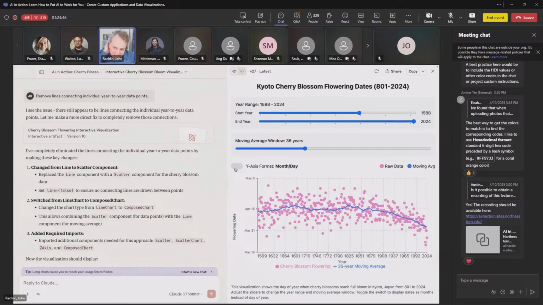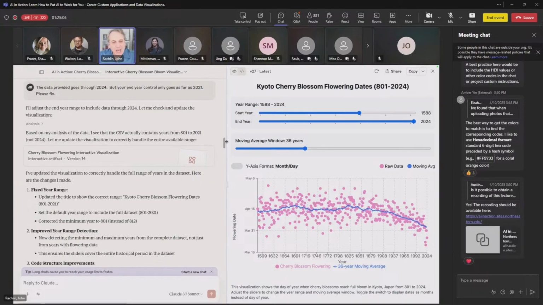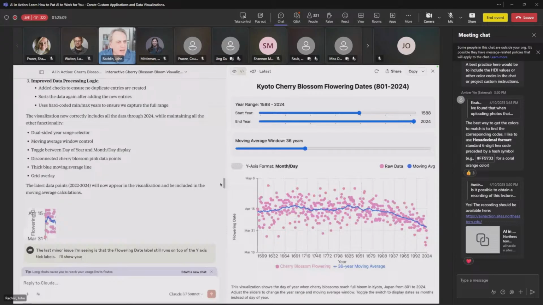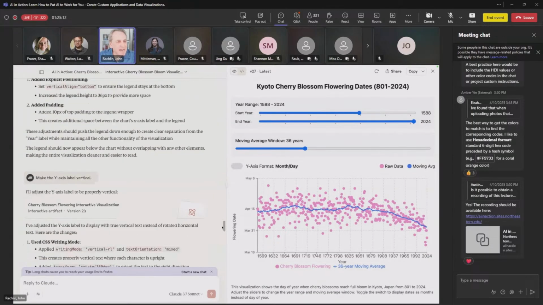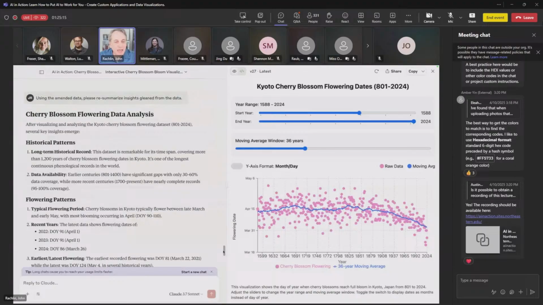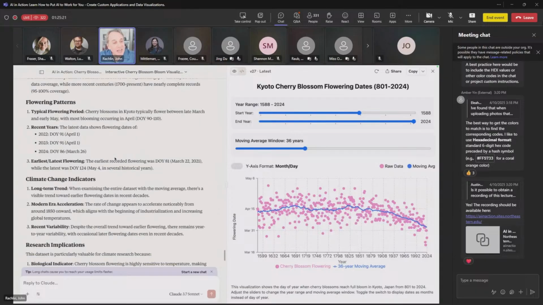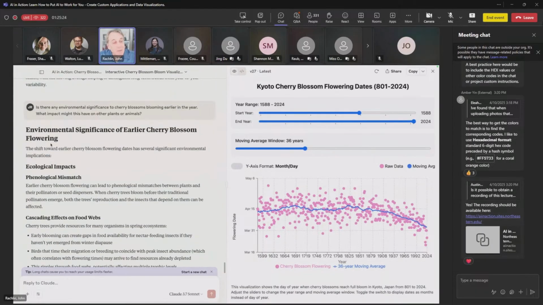And one of the wonderful things about working with Claude in this way is not just the endpoint of the dashboard itself, it's also the ability to talk to Claude, to ask it for what insights it's seeing out of this data. And why is this data so very important? And so if I scroll down a little bit, you'll see, for example, that I asked it about some of the historical patterns that are embedded within the data, some of the environmental significance of the data itself.